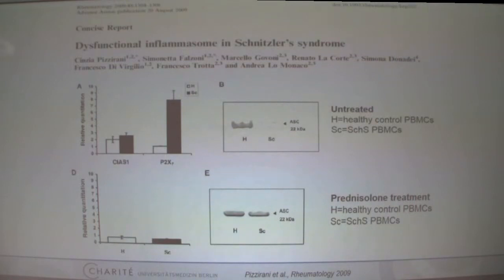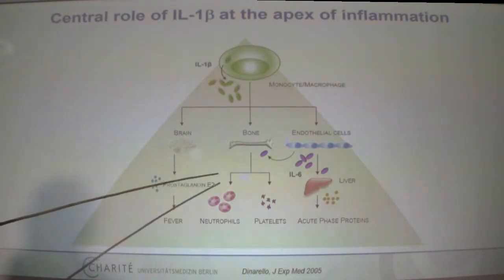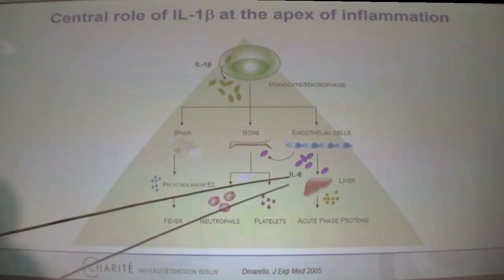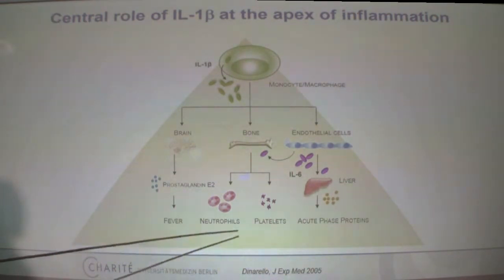But we already know that also the NLRP3 inflammasome plays a major role in this disease, and this work has shown quite nicely that parts of the NLRP3 inflammasome, so P2X7, which gets activated via the inflammasome, is also activated in cells of Schnitzler syndrome patients. And if they are treated with an anti-inflammatory drug like prednisone, then this is downregulated like in healthy volunteers. And IL-1 beta really is at the apex of an inflammatory cascade, so this leads to inflammation at brain, bone, and endothelial cells via different mediators like prostaglandins, like further cytokines such as IL-6, and producing via the liver acute phase proteins and inflammation at various organs.